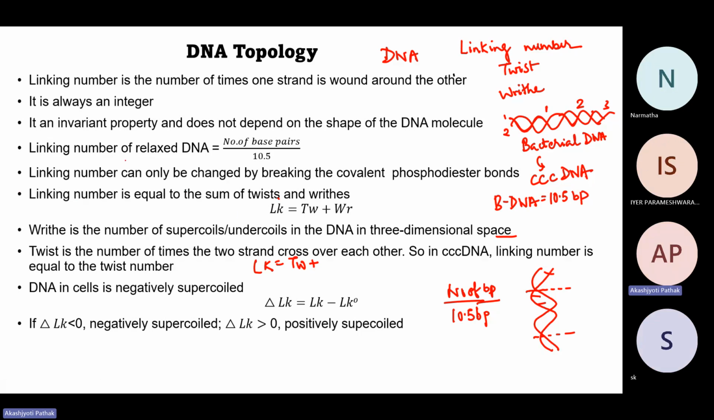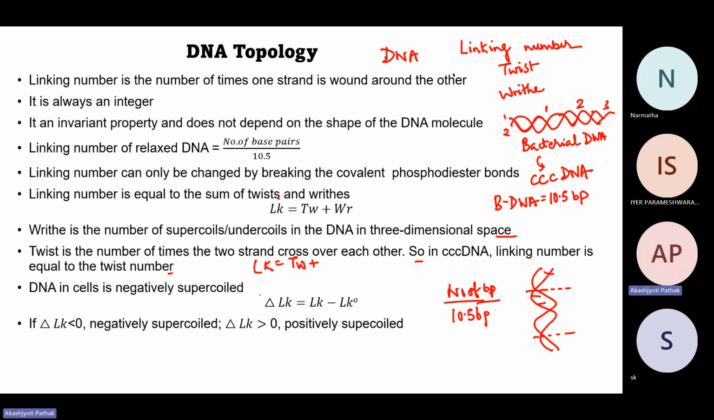So twist, it can seem that twist and linking number are synonymous, but I will explain why these two terms sound similar. In a covalently closed circular DNA, the linking number will be equal to the twist number. And one more thing you have to remember: in a eukaryotic cell, the DNA is present in a negatively supercoiled form.